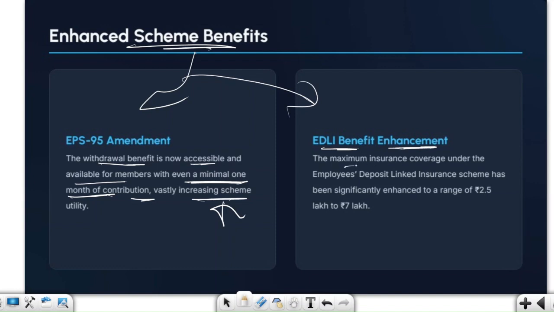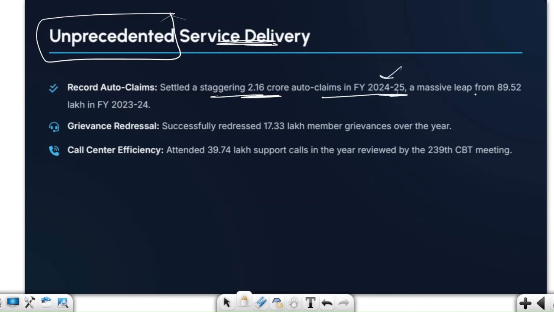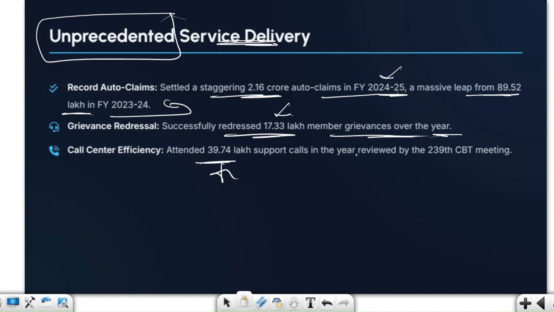EDLI benefit enhancement. So maximum insurance coverage under the EDLI scheme has been significantly enhanced to a range of 2.5 lakh to 7 lakh rupees. Now unprecedented service delivery. What happens here? So we are having a staggering 2.1 crore auto claims in financial year 24-25, a massive leap from 89.52 lakh in financial year 23-24. They are successfully redressing 17.33 lakh member grievances over the year, attended 39.74 lakh support calls in the year, reviewed by the 239th CBT meeting. So we are saying that okay, the service deliveries are also improving every time.